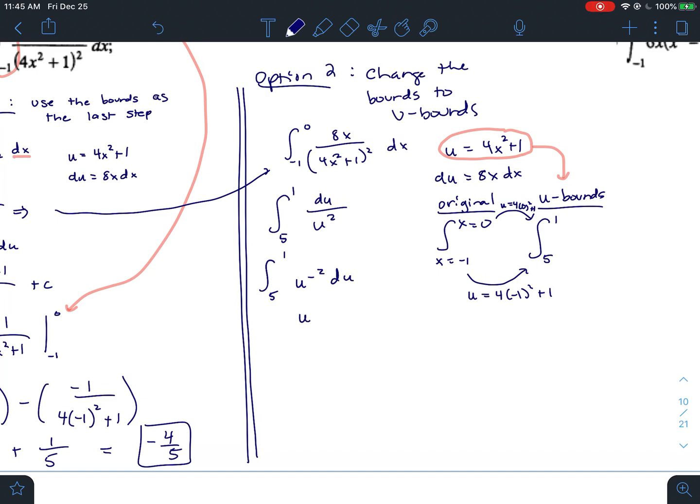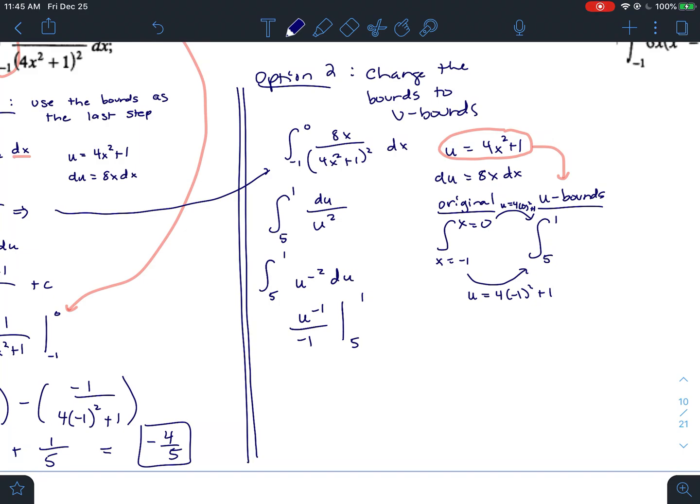So this would end up being, add 1 to the exponent, divide by the new exponent, you would get u to the negative 1 over negative 1 between 5 and 1. Now notice, we don't have to substitute back in for the u at this point in time because we've changed the bounds. So I don't need the x's anymore.